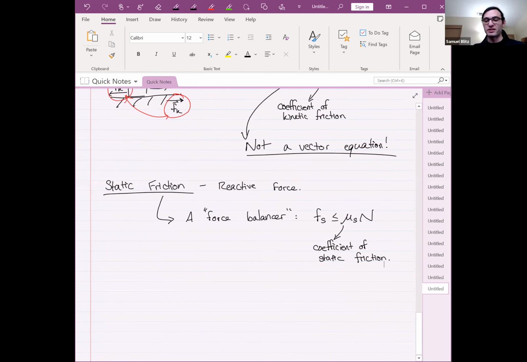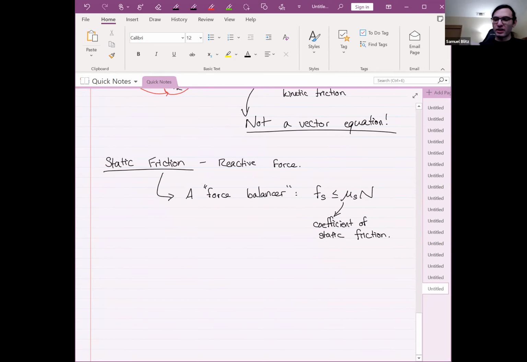Fs is again a magnitude of the force. The force still points in the direction that's opposing the relative motion. So if I'm pushing this way, the static frictional force will point to the left until it's overcome. Once it's overcome, it becomes kinetic friction, and the static friction just goes to zero.